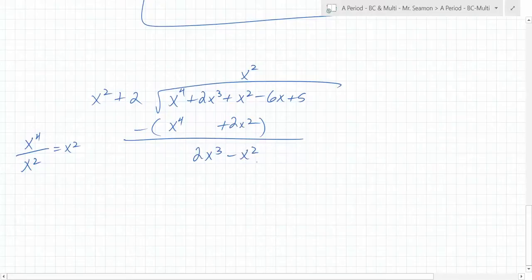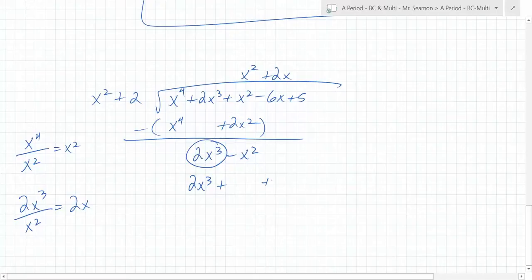Now you do leading over leading again. What's the new leading term? 2x cubed. Here's your leading term, everybody. What do you divide that by? The x squared stays the same because it's not changing. It ends up being plus 2x. What do you do with that 2x now? Multiply that. Again, you end up with 2x cubed plus 4x.